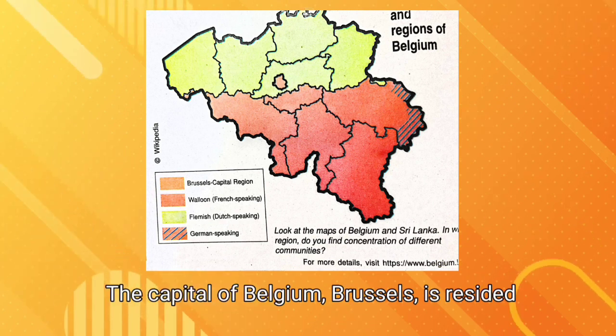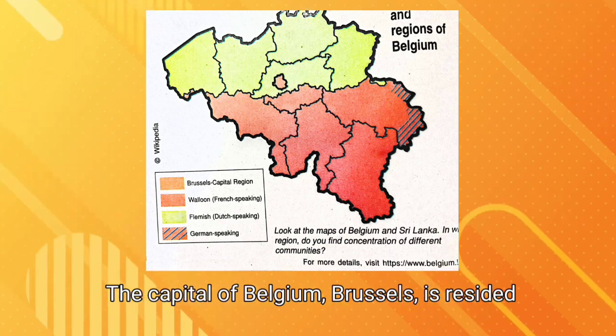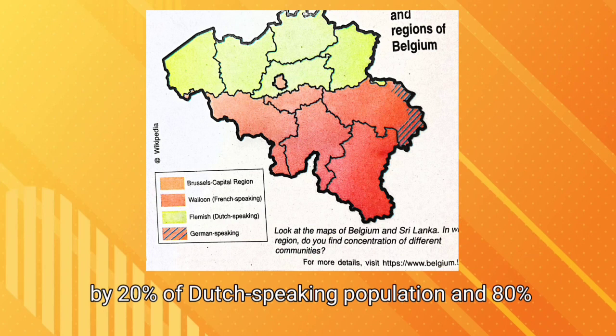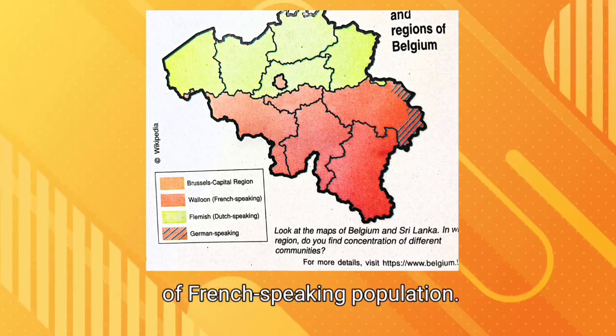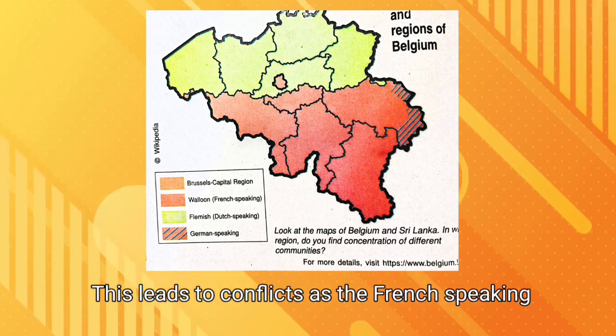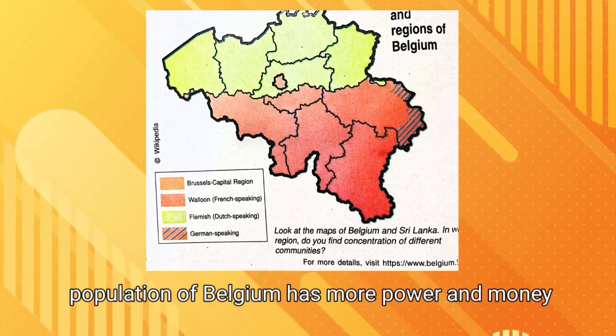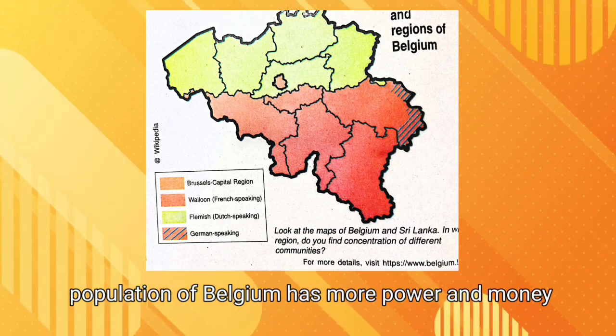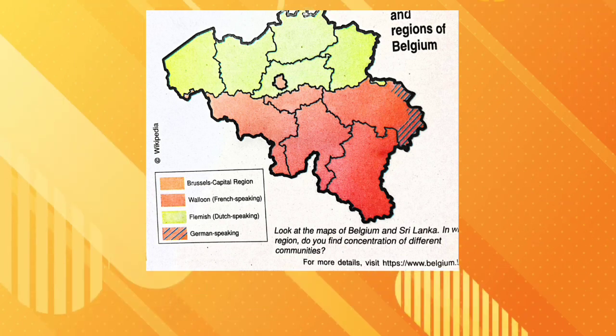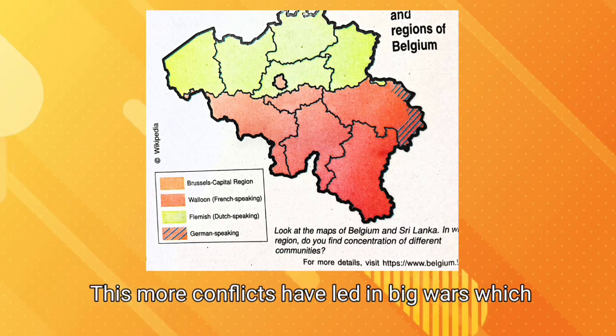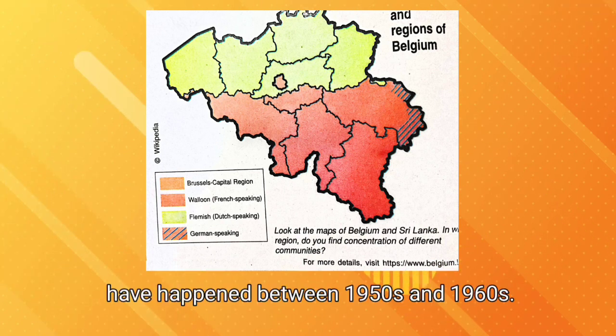The capital of Belgium, Brussels, is inhabited by 20% Dutch-speaking population and 80% French-speaking population. This leads to conflicts, as the French-speaking population of Belgium has more power and money than the Dutch-speaking population. These small conflicts led to big wars between the 1950s and 1960s.